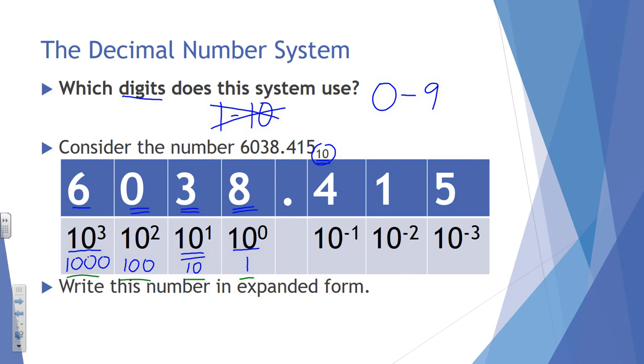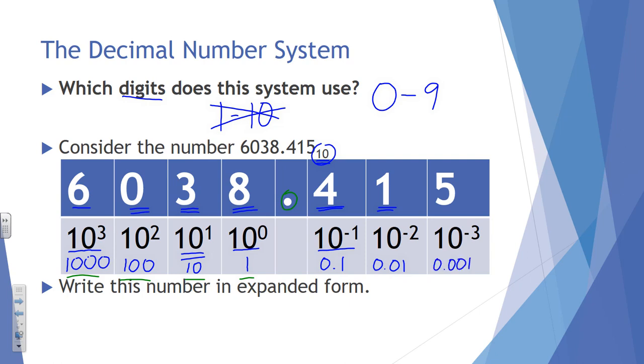Then we have our decimal point, which is the dividing place between whole numbers and parts of a whole. The first place to the right is the 10 to the negative 1, or tenths place. So we have 4 tenths. Our 10 to the negative 2 place, the next lowest power of 10, represents 0.01, and we have 1 of those. And of course our thousandths place is 10 to the negative third, or 0.001, and we have 5 of those.